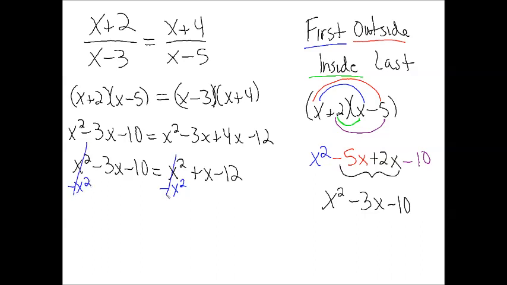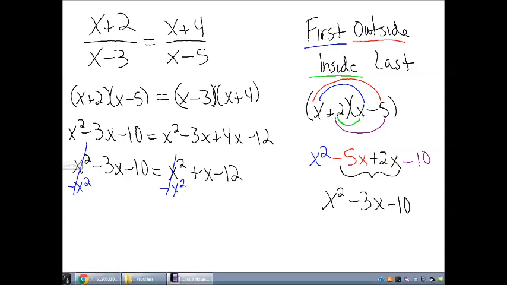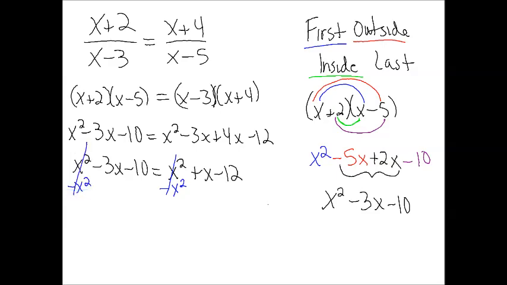They're going to go away. So you don't actually have to solve a quadratic. What did I just do? All right, so now I'm left with negative 3x minus 10 is equal to x minus 12. So I'm going to subtract x from both sides. I get negative 4x minus 10 is equal to negative 12.